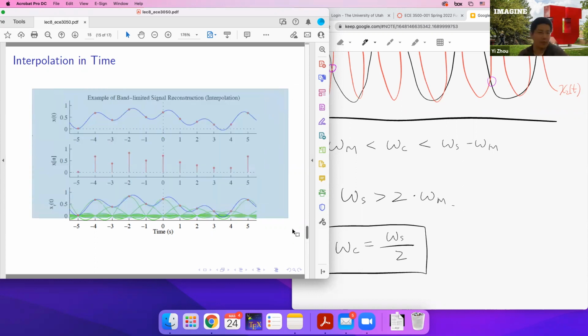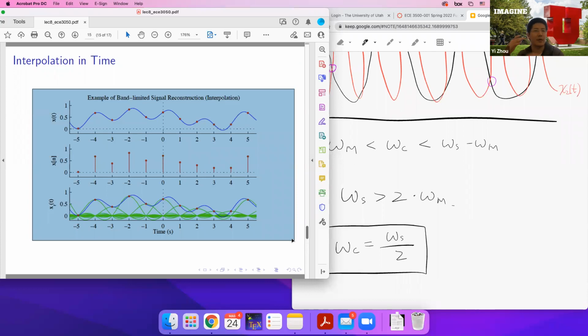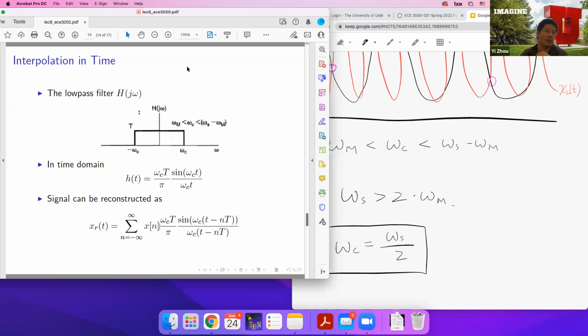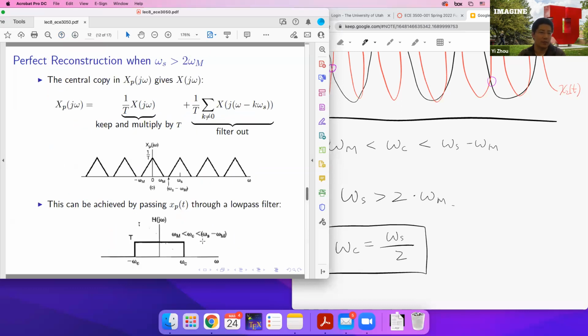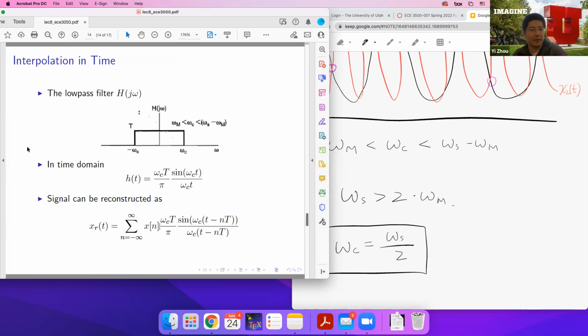So this is an illustration of the low pass filtering process in the time domain. But in the frequency domain, this is very easy to understand. You just apply a rectangle low pass filter to this periodic spectrum, filtering out only the centered copy of the spectrum. Okay, so any questions regarding this part?